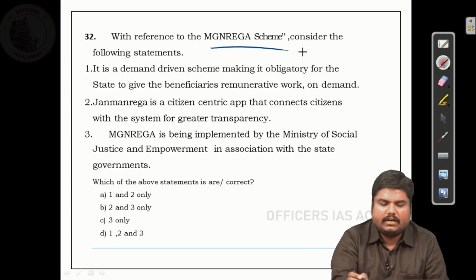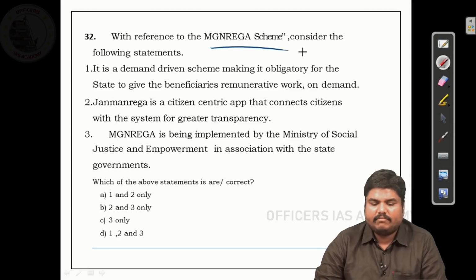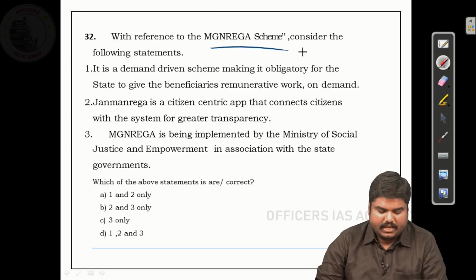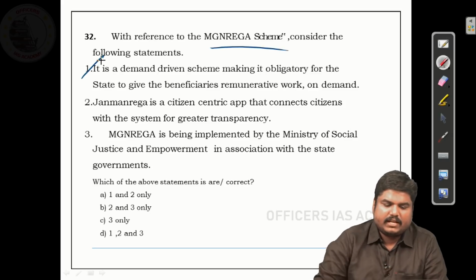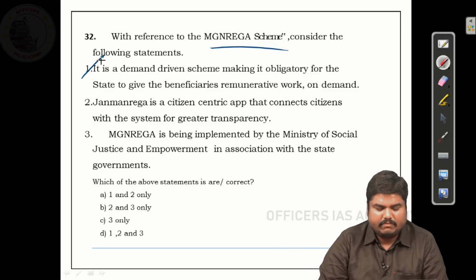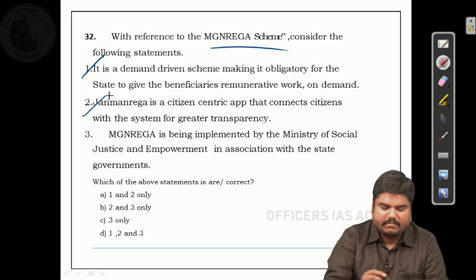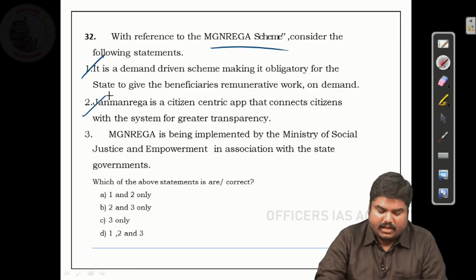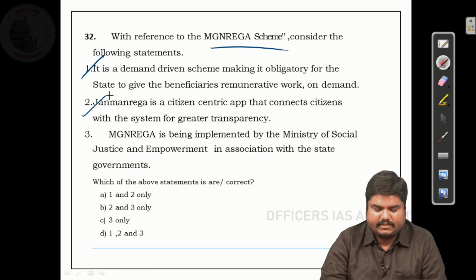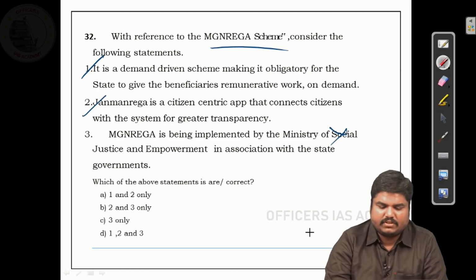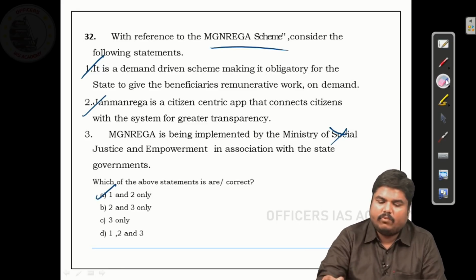32nd question regarding Manrega scheme. It is a demand driven scheme making it obligatory for the state to give the beneficiaries remunerative work on demand. That is a correct statement. Jan Manrega is a citizen centric app that connects citizens with the system for greater transparency. That is a true statement, an interface to improve the public services. Statement 2 is correct. Manrega is implemented by Ministry of Social Justice Empowerment is a wrong statement. It is implemented by Ministry of Rural Development. So 1 and 2 is correct, and the answer is going to be A, 1 and 2 only.